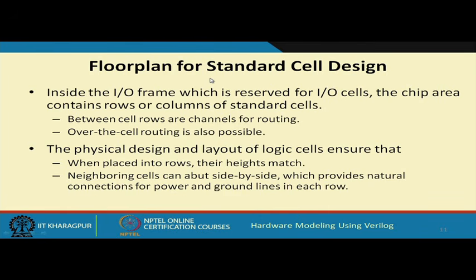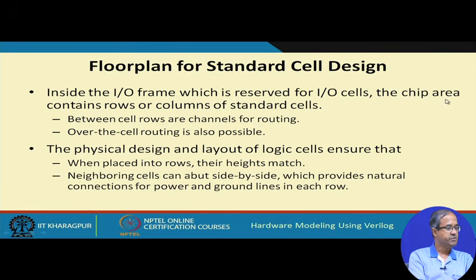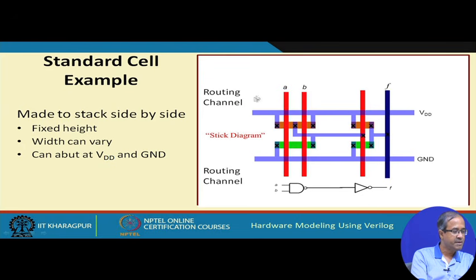Just as I had shown you, when you think of the floor plan of standard cells, the chip area will consist of some rows of standard cells or columns, whichever way you think of. Now, the design and layout of the cells will obviously ensure that when you place them side by side, their heights will match and the neighboring cells can abut side by side. This is because of the restriction that you have imposed, that all cells have to be of the same height.